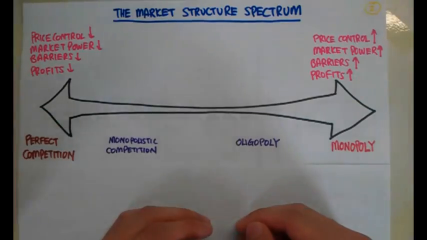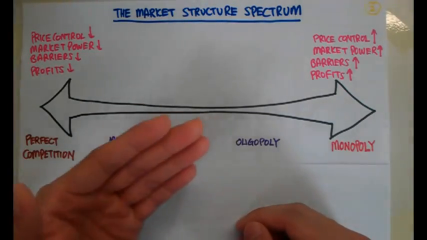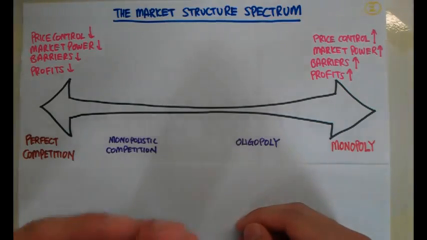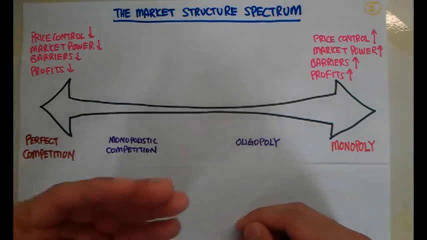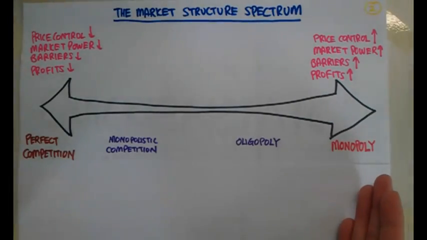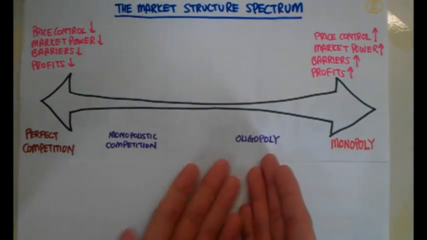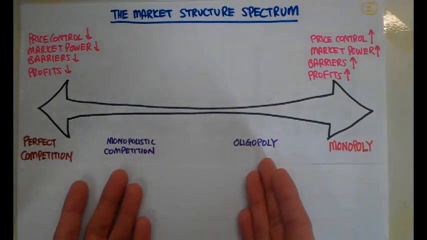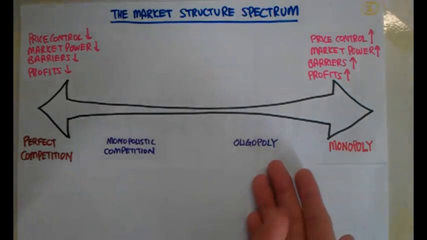As we move to the left, the price control goes down. It can even be zero. Market power can even be zero. Barriers, literally no barriers. Profits, normal profits. So these are the two extreme ends of the spectrum. As you can see, there's oligopoly and monopolistic competition in the middle. This is what we'll be going through in the next few videos.